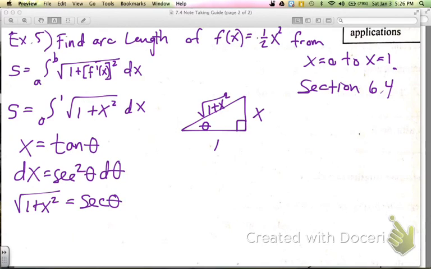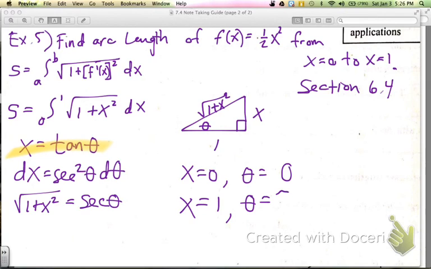So I can plug everything in. I need to find my new limits of integration. So when x equals 0, what does theta equal? Well, if I plug in 0 for x, I get 0 equals tangent theta. And tangent of theta equals 0 when theta equals 0. So that means this has to be 0. And for my upper limit of integration, when x equals 1, if I plug in 1 for x, I get tangent of theta equals 1. And that happens when theta equals pi over 4.